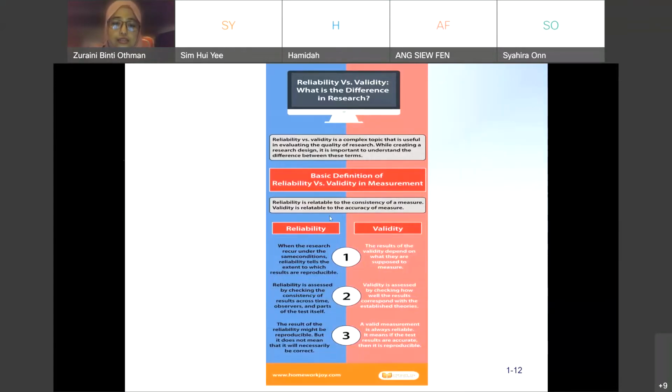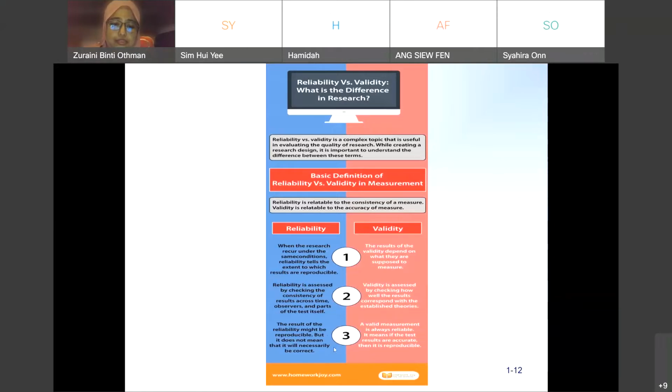In research, we call it reliable when the research can be repeated under the same condition. Reliability tells the extent to which results are reproducible. Then validity depends on what the research is supposed to measure. For number 2, in one research, reliability is assessed by checking the consistency of results across time, observers, and parts of the test itself. And validity is assessed by checking how well the results correspond with established theories.